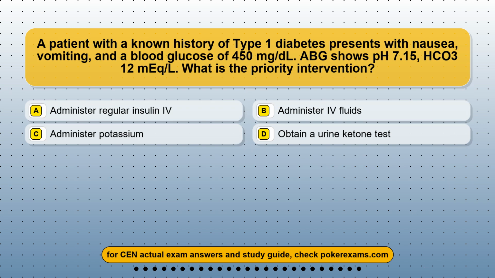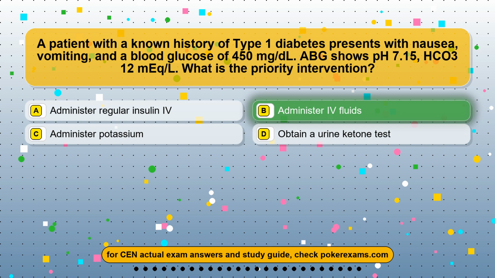Question 24. A patient with a known history of type 1 diabetes presents with nausea, vomiting, and a blood glucose of 450 mg/dL. ABG shows pH 7.15, HCO3 12 milliequivalents/L. What is the priority intervention? Option A. Administer regular insulin IV. Option B. Administer IV fluids. Option C. Administer potassium. Option D. Obtain a urine ketone test.